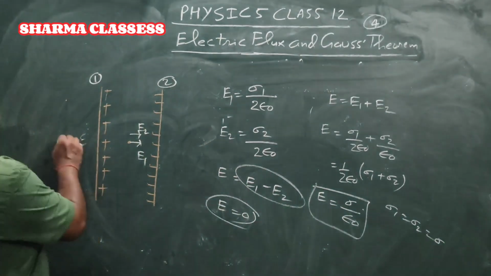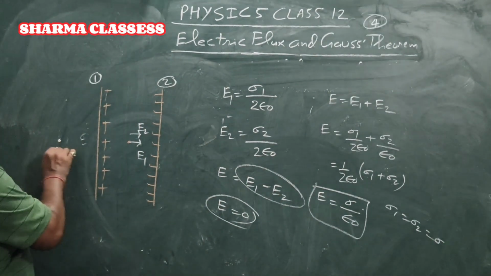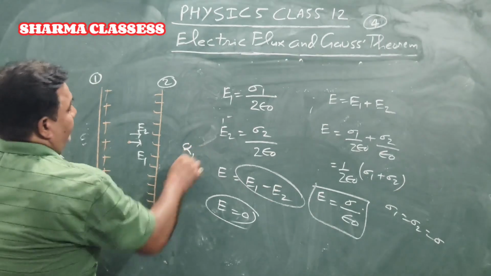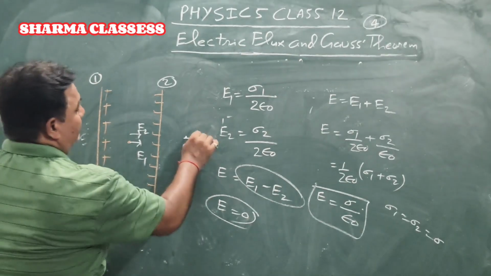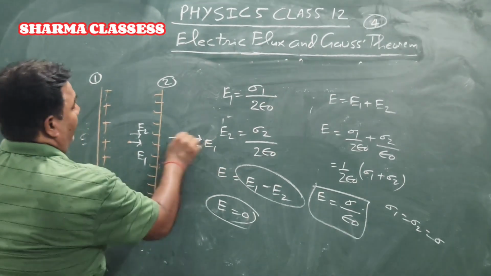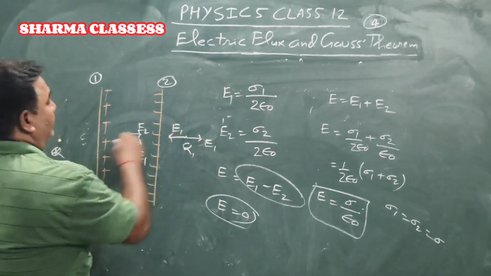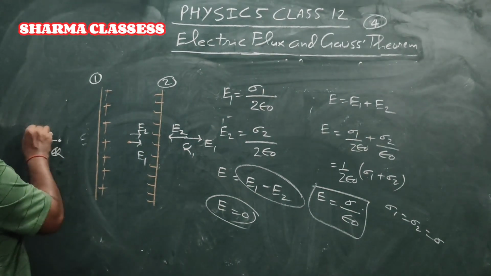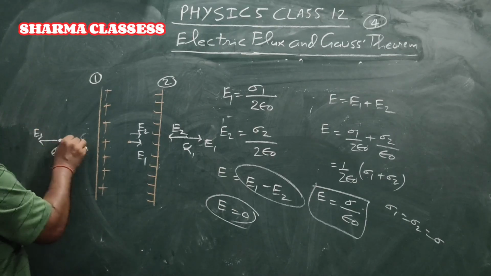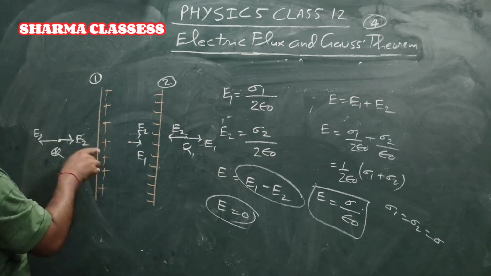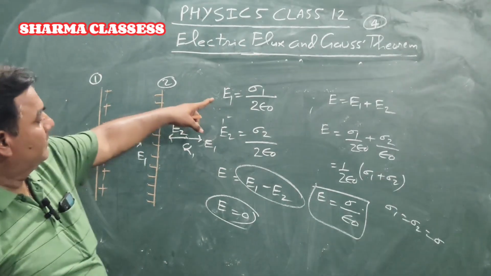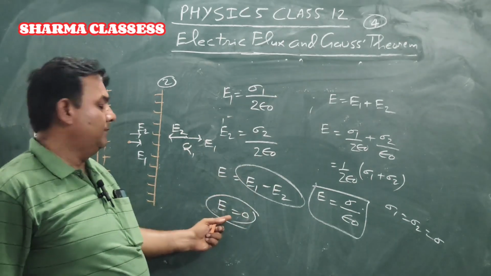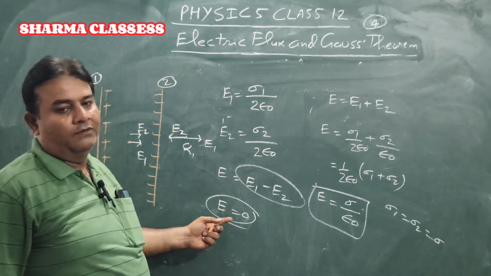And when we look outside, at points Q, R, Q dash, the intensity due to the first sheet is E1 going outward, and E2 is going inward, toward the sheet. They are in opposite directions, so the resultant is E1 minus E2. When they are made of the same material, E is 0.